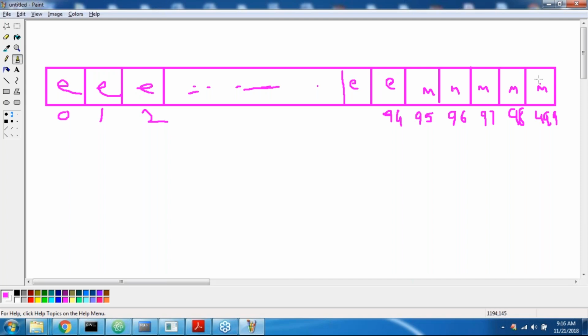Now let me take negative indexing also: -1, -2, -3, -4, -5, -6, and so on until the last, which is -500. That is positive and negative indexing.